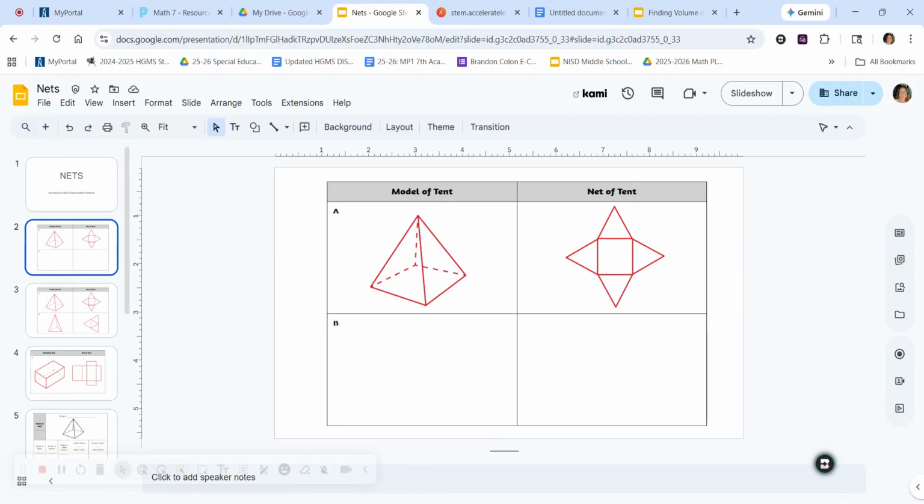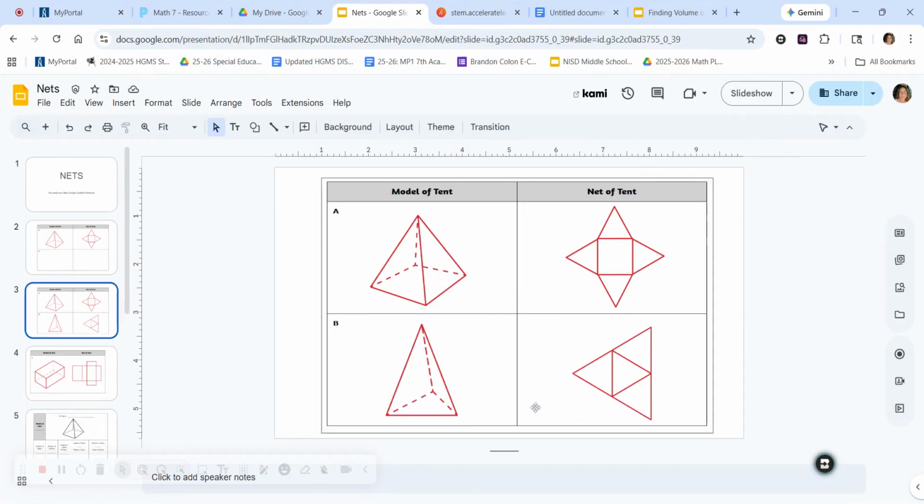On part 1, I want you to look at the model of this tent. You're going to have to draw it, and then you're going to draw the net of that tent. So the net, if I would take this 3D figure right here, and if I were to unfold it, this is what it would look like. So that's what a net is. I take a 3D figure and I pull it apart and make it flat.